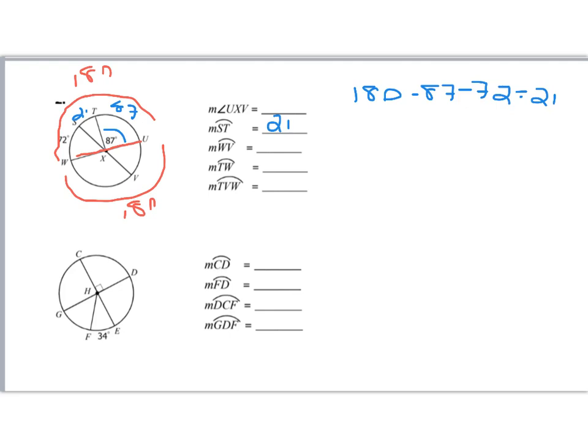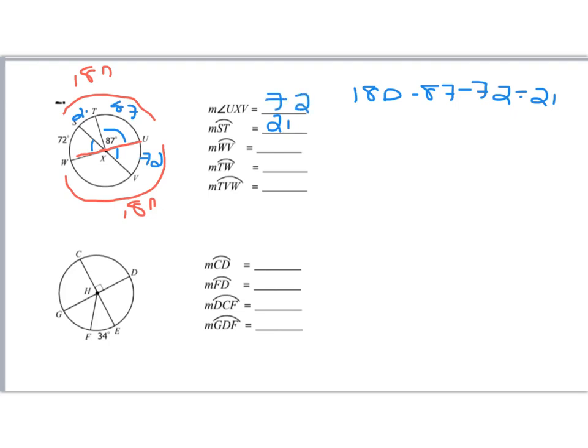Now, take a look here. Aren't these two angles vertical angles? So that means that this is 72. So the measure of angle UXV is 72.